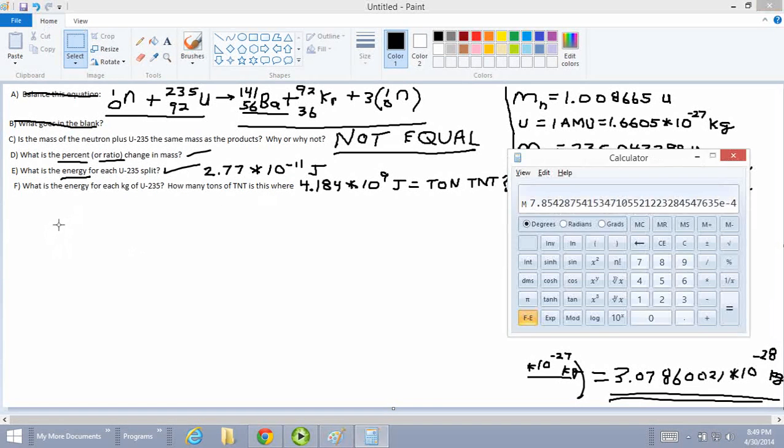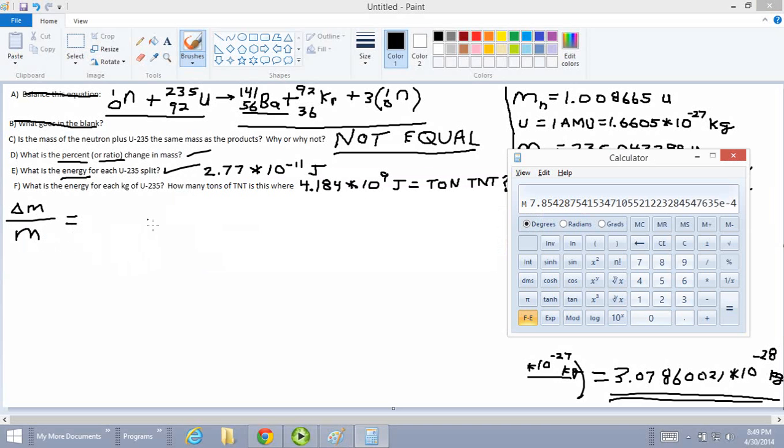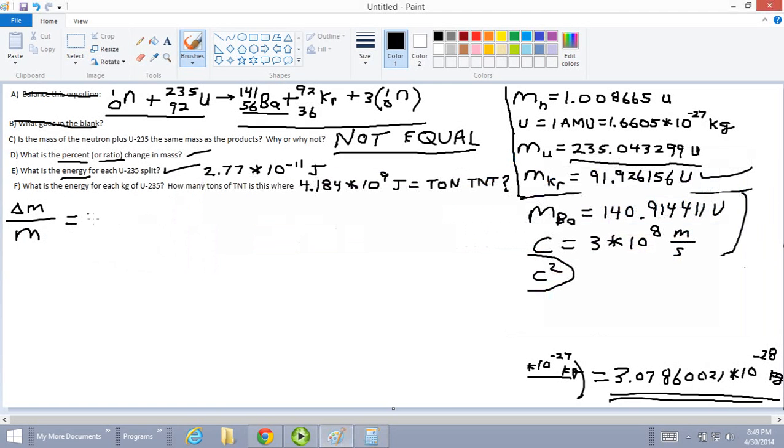Now the percent change, there we go, and that would be delta M over the starting mass equals 7.85 times 10 to the negative 4. There it is. That answers this question right here.